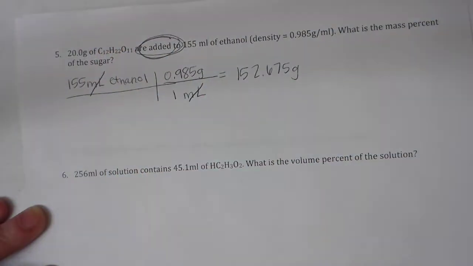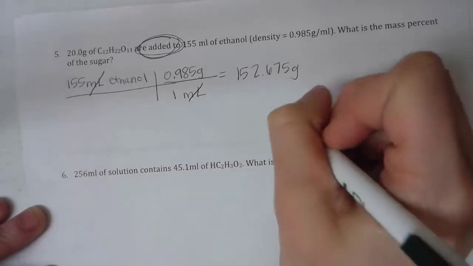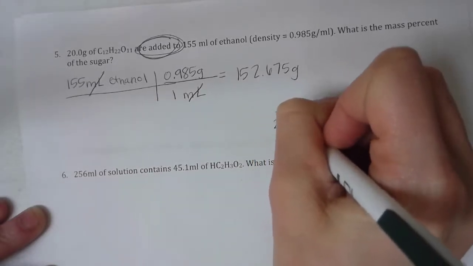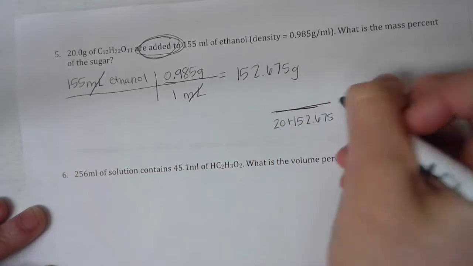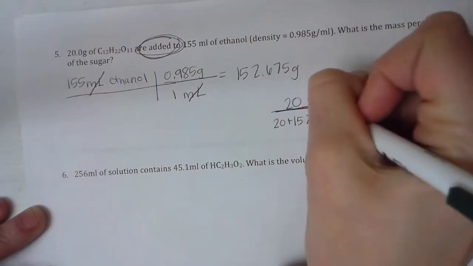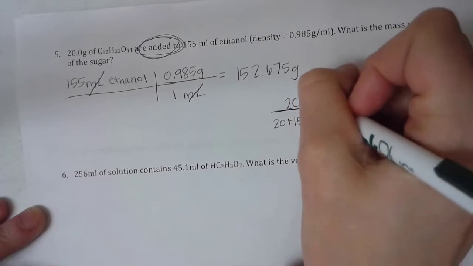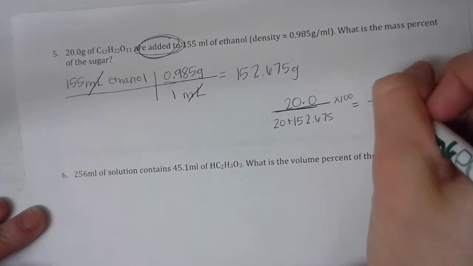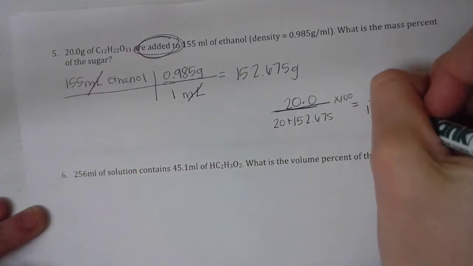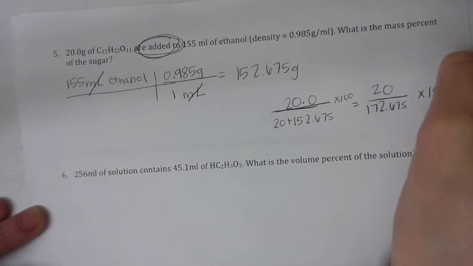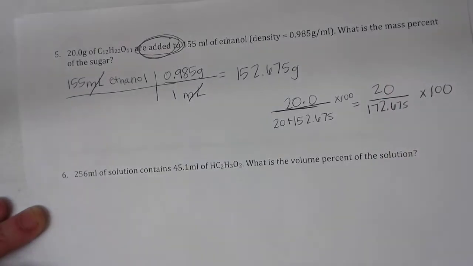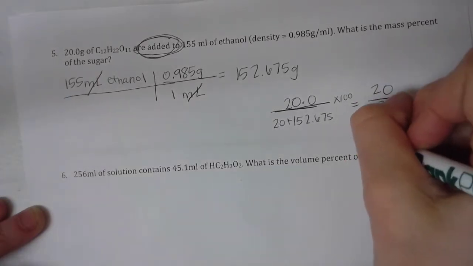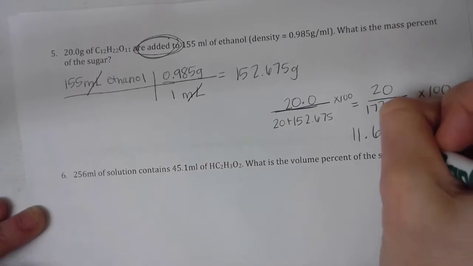Now, remember, if you see the words "added to," you need to add the two masses together to get your entire solution. So that's going to be 20 plus 152.675 on the bottom. That's my total. And of course, my sugar is my solute, so I'll put that on top, and everything is times 100. So that's equal to 20 over 172.675 times 100. If you put all that in your calculator, you will get 11.6%.